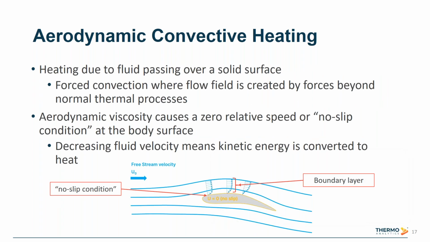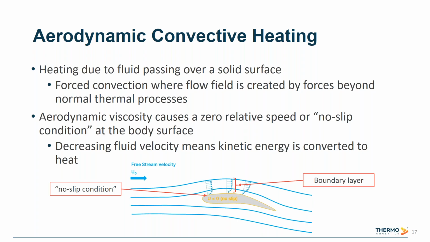As mentioned, aerodynamic heating results from a fluid passing over a solid surface at high speeds. This causes forced convection, where a flow field is created by these forces that are beyond normal thermal processes. When air flows over the surface of an object, the molecules closest to the surface stick to it. This is called the no-slip condition, where the velocity at the surface is zero. The next layer of air above slows down due to friction caused by colliding with the air molecules next to the surface. These slower moving molecules then collide with the next layer of air above, and so on.